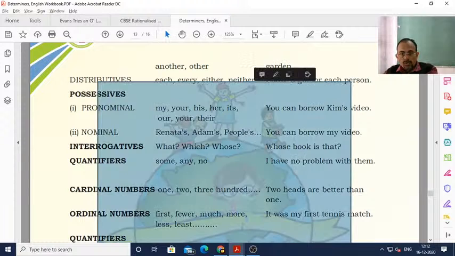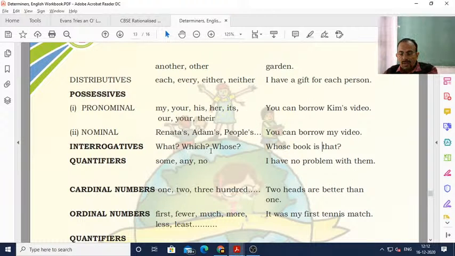Interrogatives: what, which, whose book is this? But always remember, whenever you are using determiners in a sentence, make sure you use a noun after it. That is the main concept. Quantifiers some and no, I have no problem with them. See, no is followed by a noun, so a determiner is always followed by a noun. Whose book is this? Whose is an interrogative, which is followed by book, which is a noun.